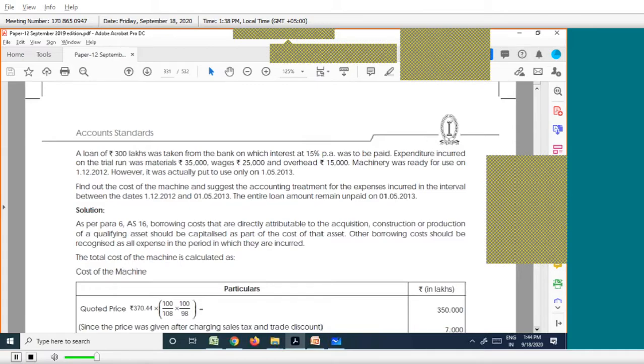Find out the cost of the machine and suggest the accounting treatment for the expenses incurred in the interval between 1/12/2012 and 1/5/2013. The entire loan remained unpaid on 1/5/2013. So this is the question. We will understand the question step by step.